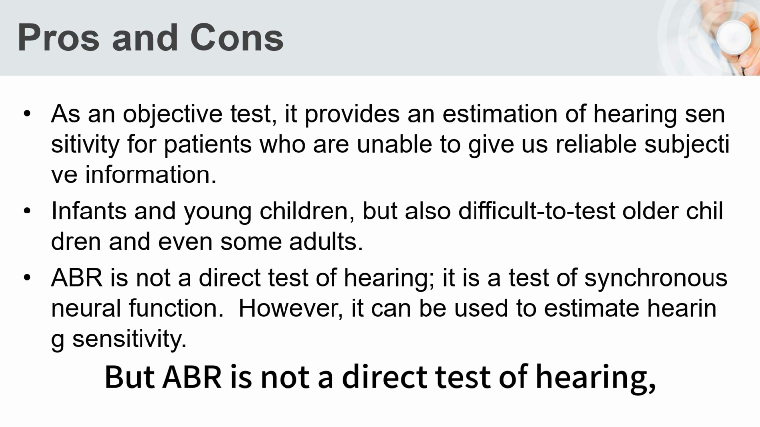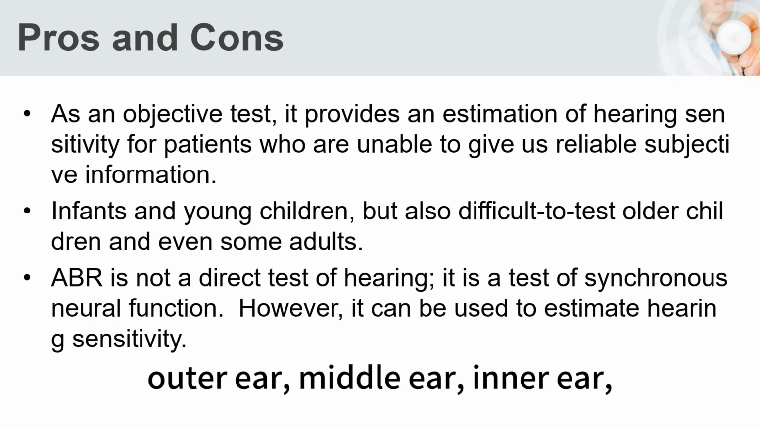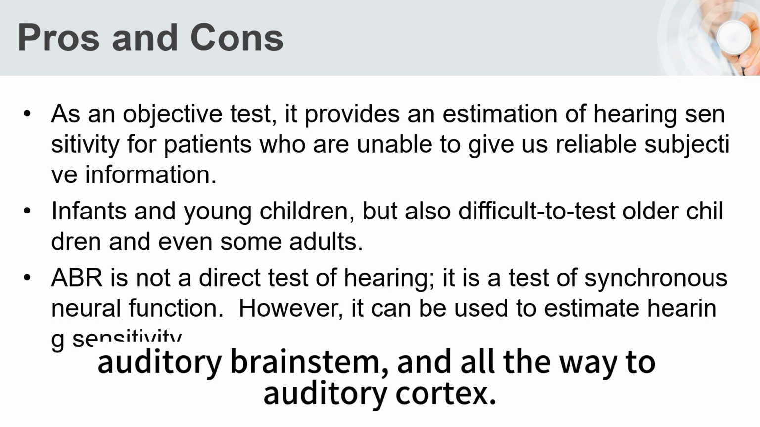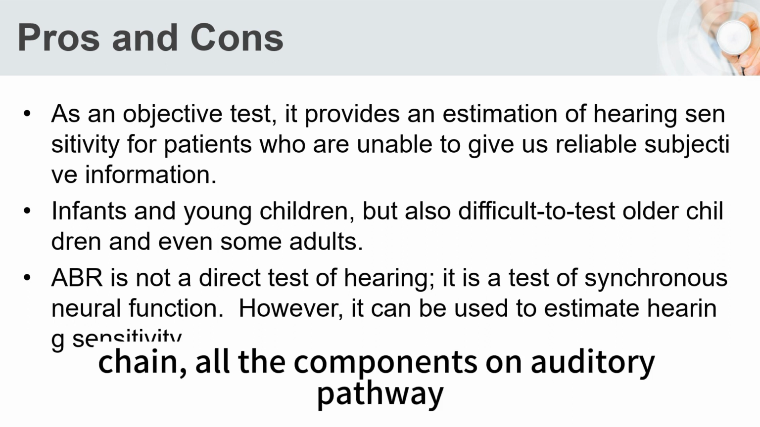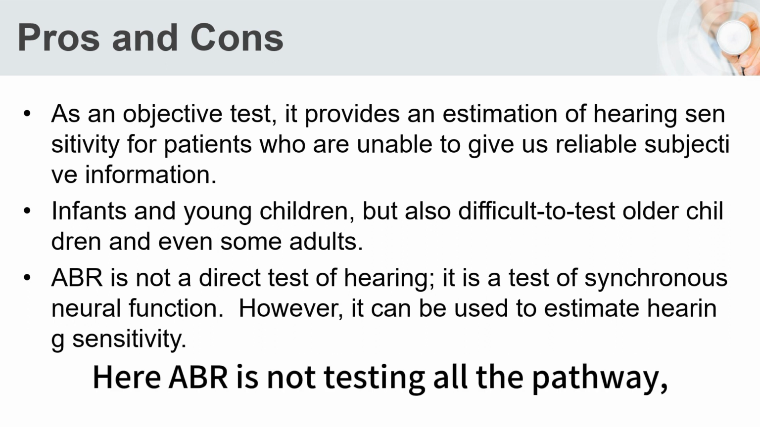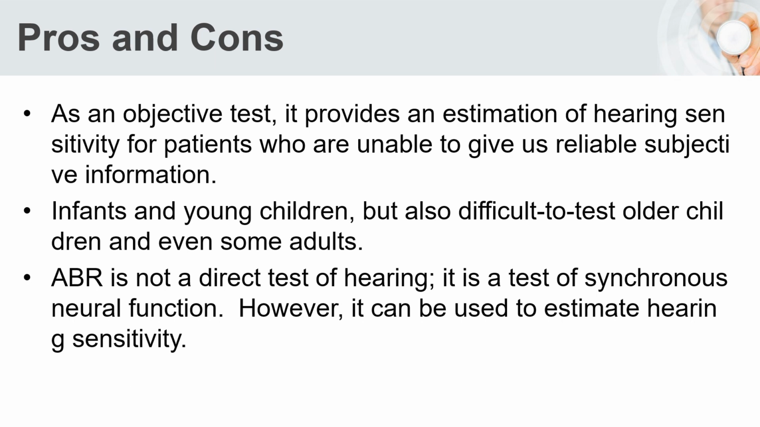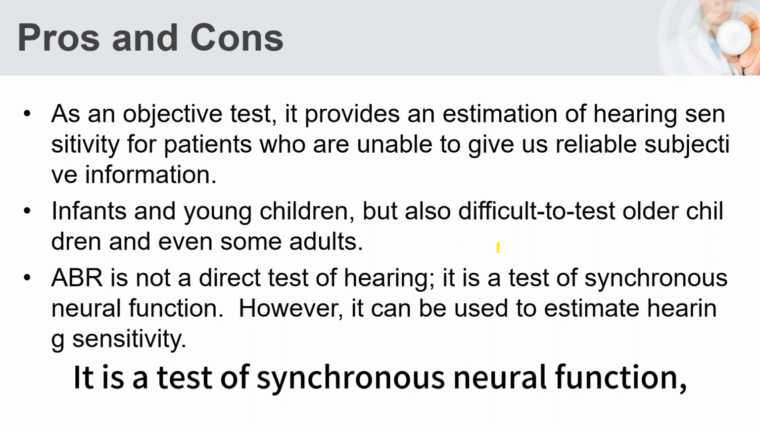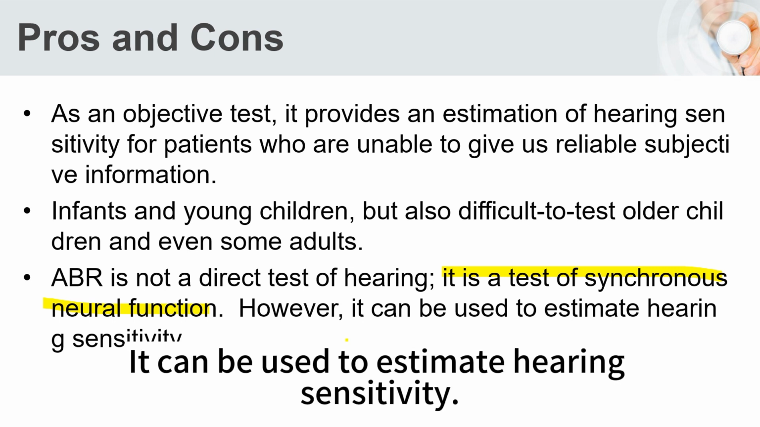But ABR is not a direct test of hearing, because hearing includes all the way from the outer ear, middle ear, inner ear, auditory brainstem, and all the way to the auditory cortex. Only if we hear sound can that prove the whole chain, all the components on the auditory pathway, are working. Here, ABR is not testing the whole pathway. It only tests until the brainstem. So that's why it's not a direct test of hearing. It is a test of synchronous neural function, which is a great indicator for testing hearing, so it can be used to estimate hearing sensitivity.